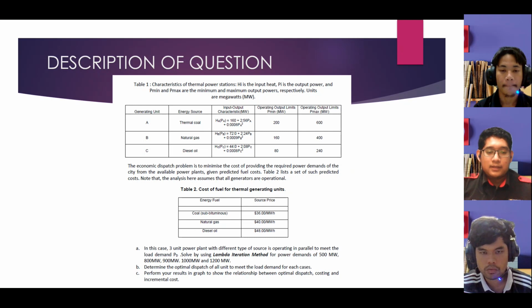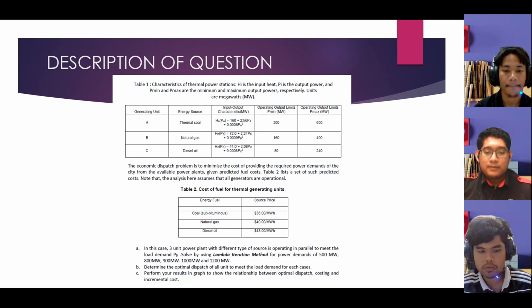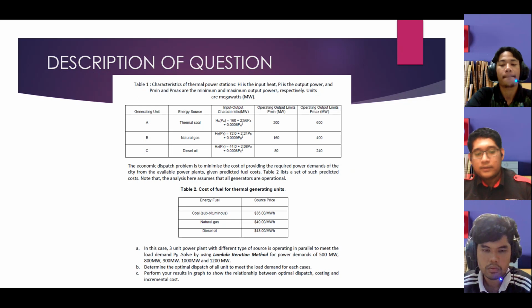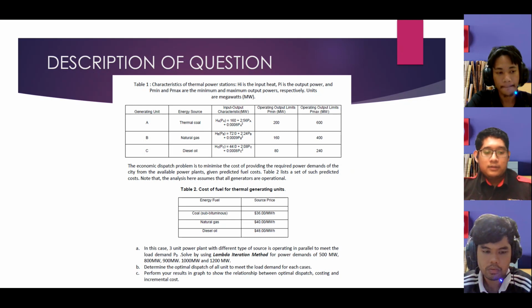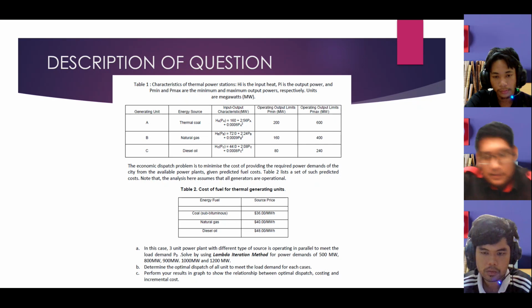And then from this study, we need to solve using the lambda iteration method for power demands of 500 megawatt, 800, 900, 1000, and 1200 megawatt. Then we need to determine the optimal dispatch of all units to meet the load demand for each case. The study also needs to present the result in a graph to show the relationship between optimal dispatch cost and the incremental cost. Then Iman will continue with the flowchart.